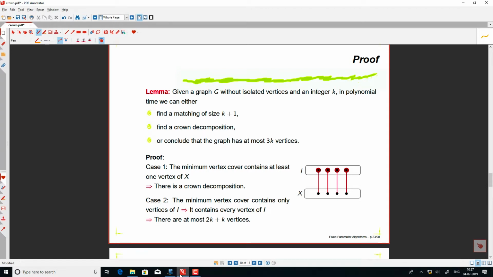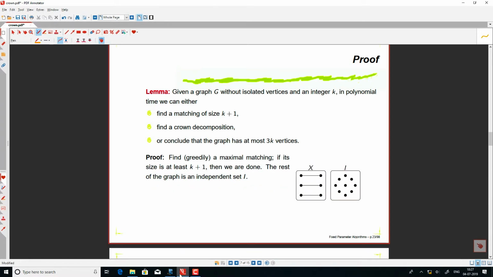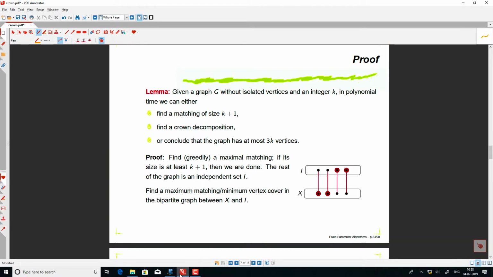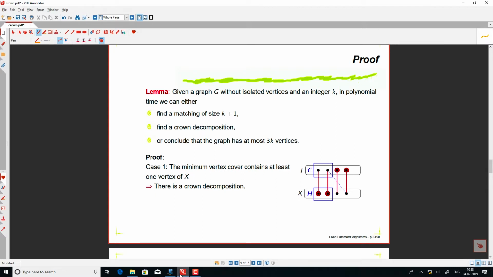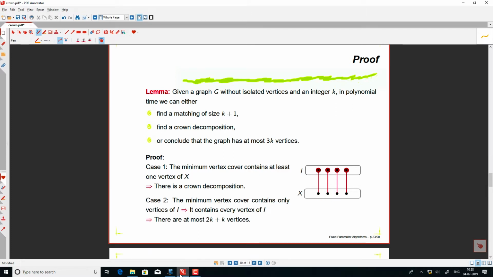So let me go over the proof again, right? The whole algorithm. What did we do? First, in the graph, we greedily find a maximal matching, and we call the matching edges and the endpoints X, and the remaining vertices are independent. Then we looked at the bipartite graph between X and I. We found a maximum matching. Because of Koenig's theorem, you also get a minimum vertex cover in that. And then we had a case analysis: if the minimum vertex cover contained some vertices of X, then we got a crown. If it did not contain any vertices of X, then we argued that the number of vertices is at most 3k.